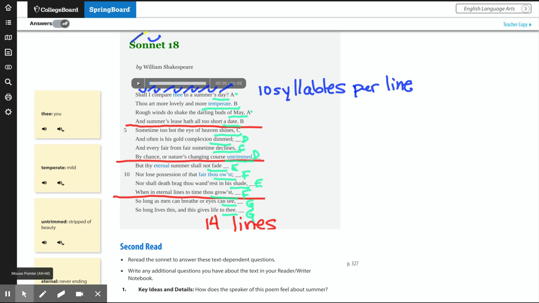Now, if I look at the second quatrain, it should have a different topic. Sometime too hot the eye of heaven shines, and often his gold complexion dimmed, and every fair from fair sometime declines, by chance or nature's changing course untrimmed. So this is a summary of summer, all the problems that summer has. So, sometimes the sun is too hot, and sometimes there's something that causes the goldenness of the sun to be dim, maybe clouds or something else that causes the sun to be hidden.